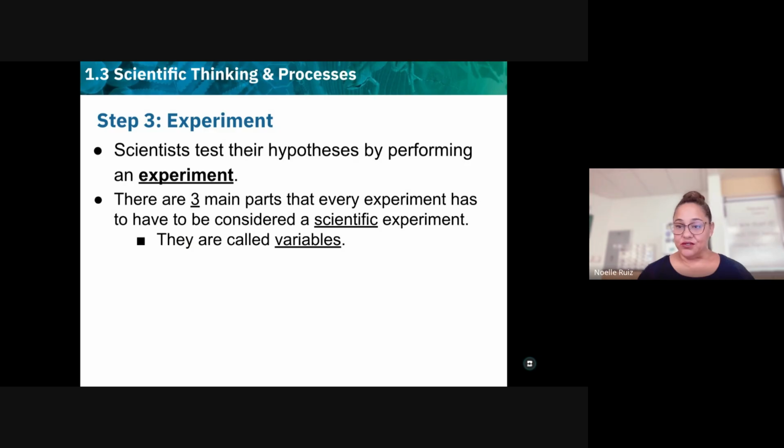Step 3 is to experiment. Those tests in a scientific setting are called an experiment. There are 3 main parts that every experiment has to have to be considered an actual scientific experiment, and they are called variables. Sometimes we call them factors, but they're officially called variables. We will say that word a lot this section.